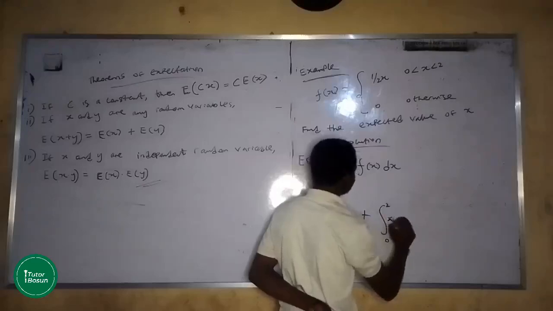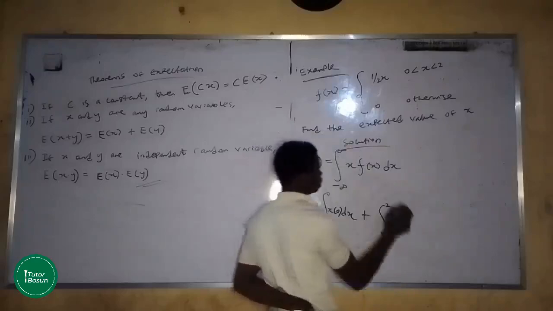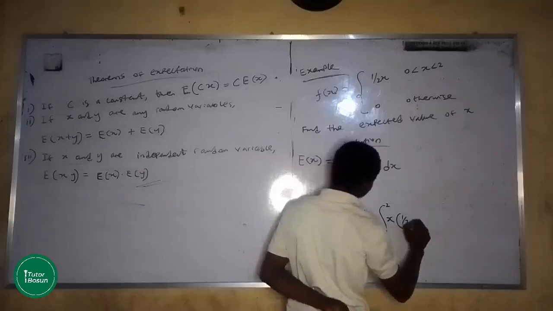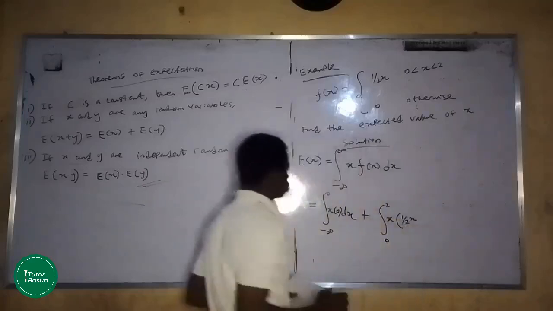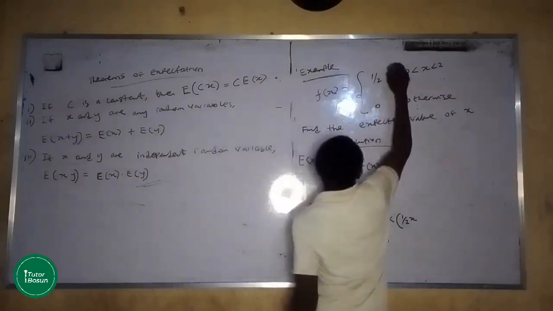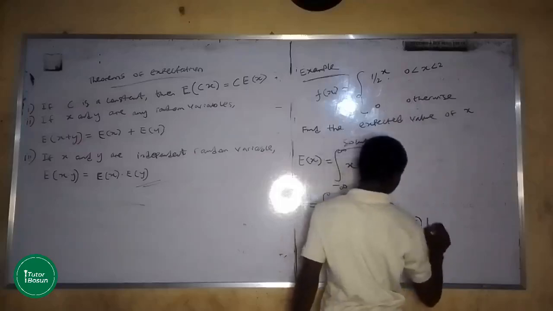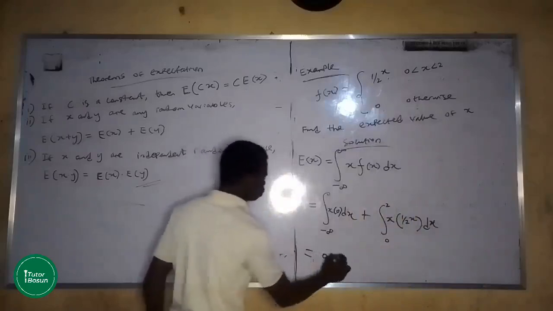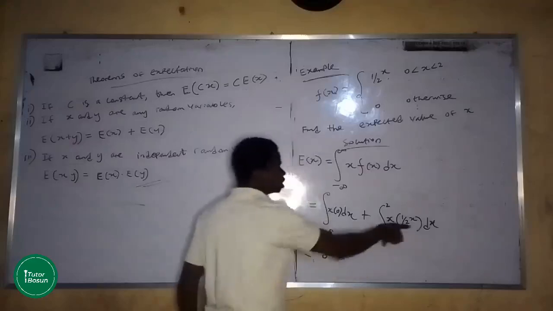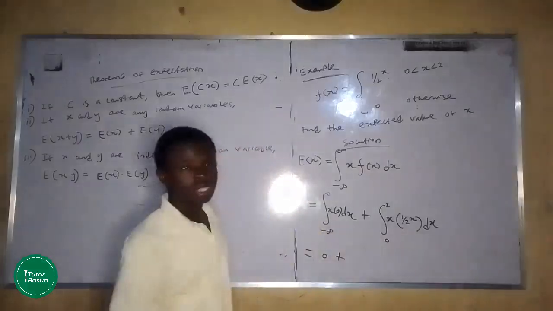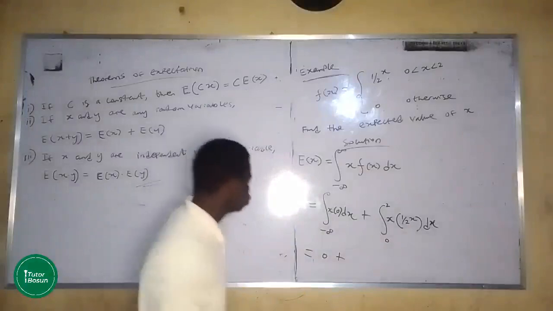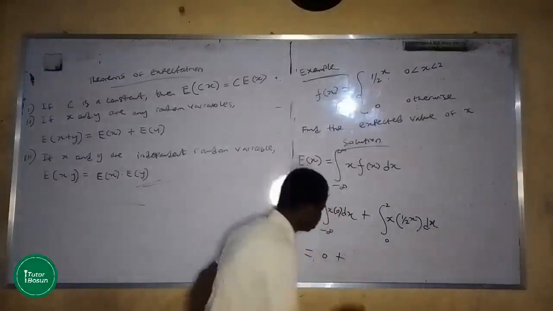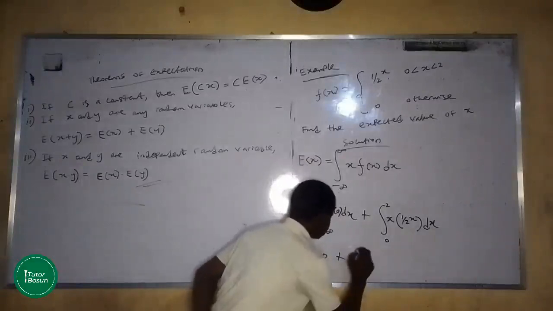Now the integral of what? X, because we are looking for the expected value of x. X multiplied by f of x, which is 1 over 2x, dx. Everything here will automatically become 0. That's 0 plus, then if we integrate this, x times 1 over 2x will be x squared over 2. You should be able to integrate by now. We've been integrating in the previous lesson.